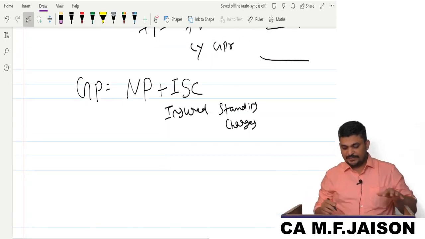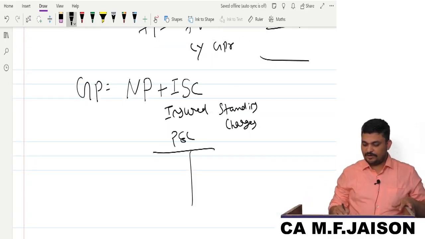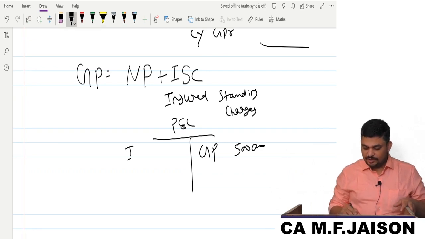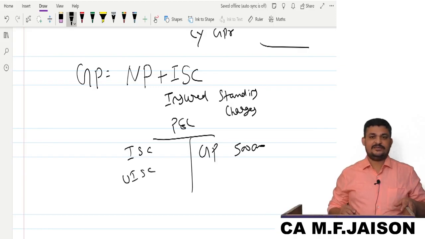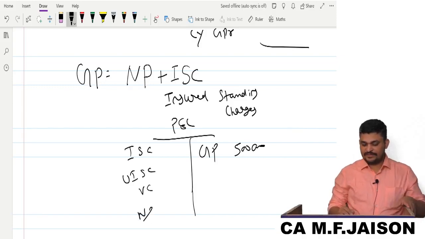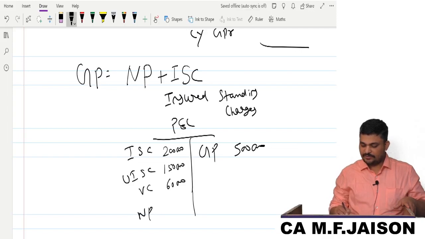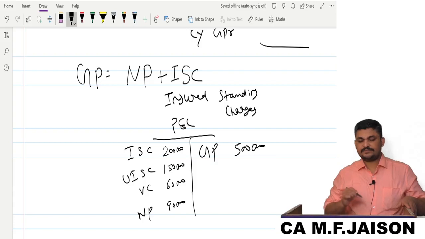Now when you visualize, my dear friends, your P&L might have gross profit, say 5 lakhs. You might have insured standing charges, uninsured standing charges. You may also have some variable cost, which is other cost. Then you have net profit. So say it is some 2 lakhs. And this is 1,50,000. This is 60,000. So this will be 90,000 as the net profit.